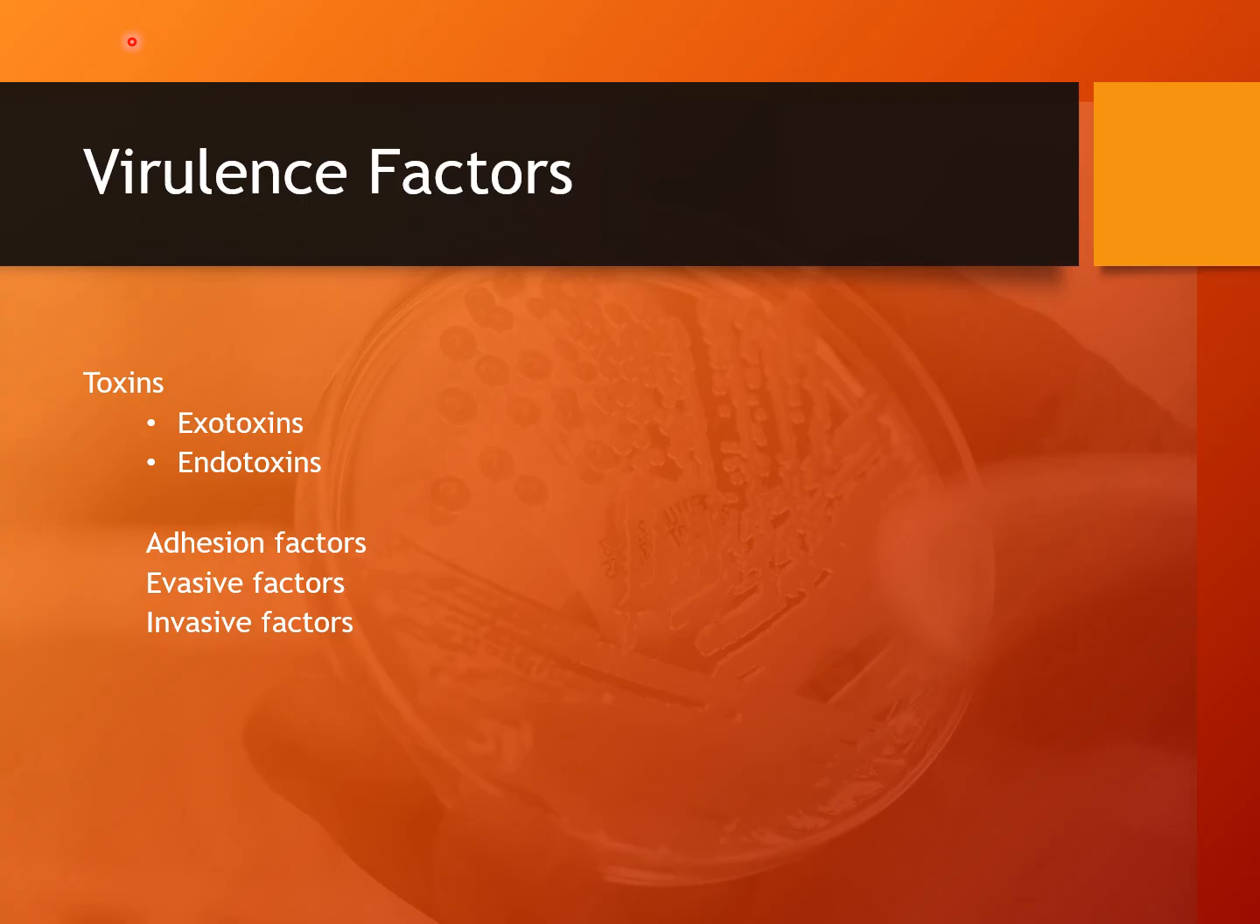Some organisms will encapsulate themselves, or cover themselves in something that helps them evade the natural killing mechanisms of the host cells. We call those evasive factors. Again, those are things a microorganism might do to prevent itself from being killed by the host. And the final thing is invasive factors. These organisms often have enzymes that facilitate their entry into the host.